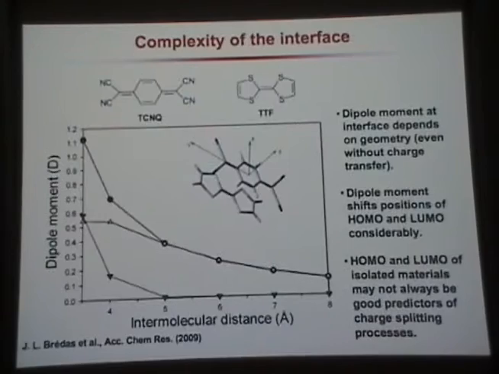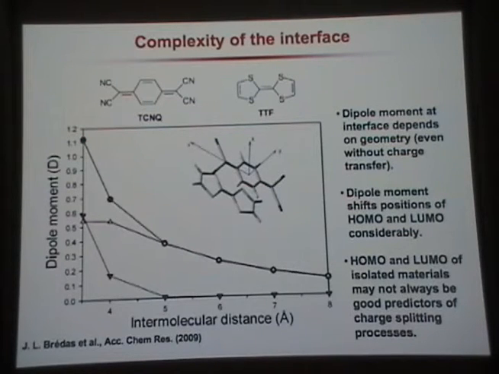This is a cartoon. There is a lot of complexity in this interface. Again, this is a nice paper that shows this. This is a calculation, TCNQ, TTF, a classic donor acceptor of, I guess the 80s, this was heavily studied in forms of salt. But the idea is that at that interface, you have a dipole that forms, and if there's a charge transfer, you understand right away when that dipole forms, you have two charges that are separated across the interface. And so this is a total dipole that's calculated as a function of intermolecular distance.